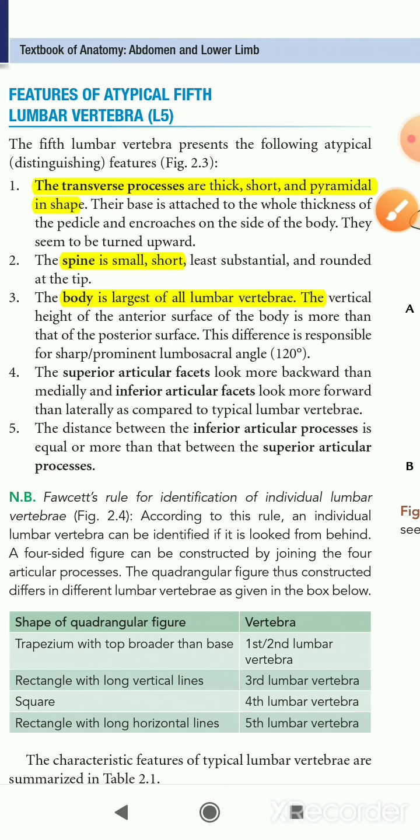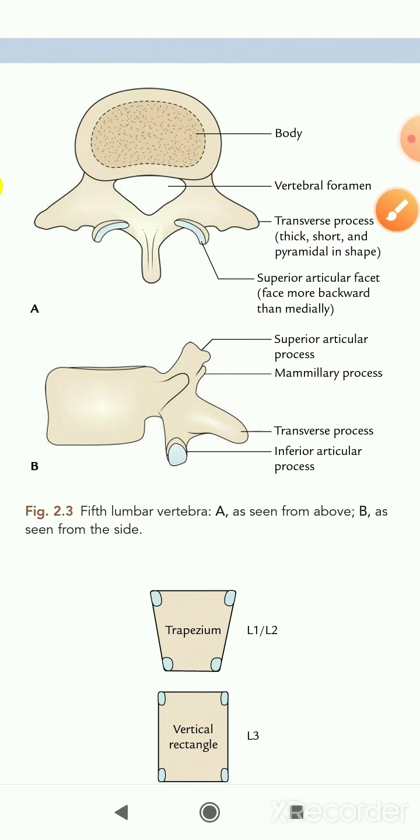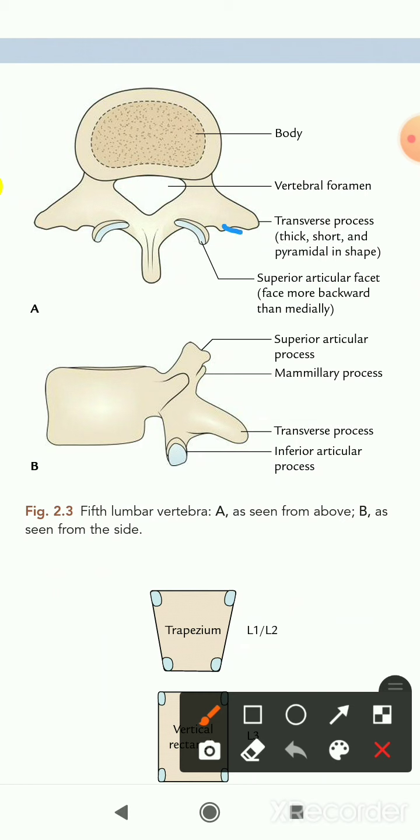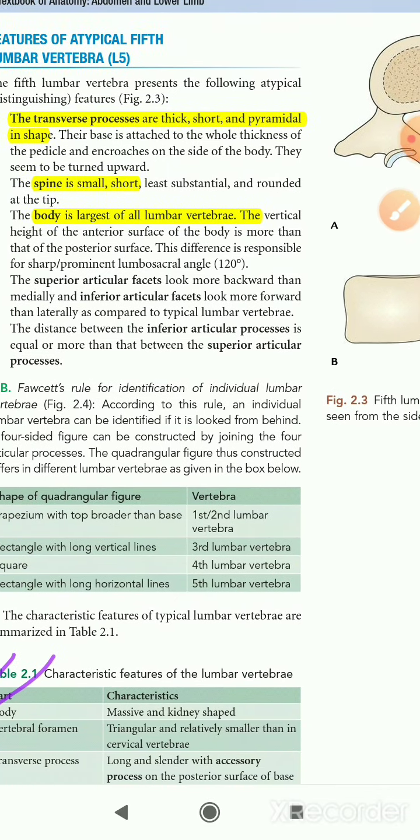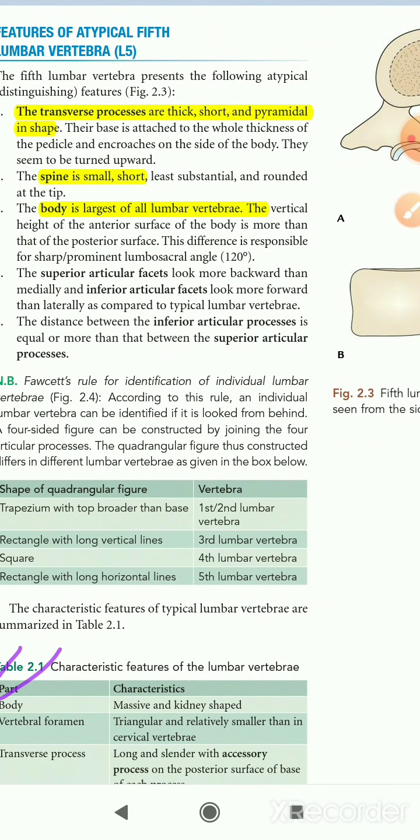So let's see. Look at that. We told you that the transverse process is thicker and shorter in case of L5, but in case of the typical lumbar vertebra, the transverse process was narrower and thinner. And the spinous process, look at that, is much shorter in length than the typical lumbar vertebra. And the body will be the largest. That means L1 will be the smallest body, and L5 will have the largest body. So the lumbar 5 vertebra or atypical vertebra has the largest body.